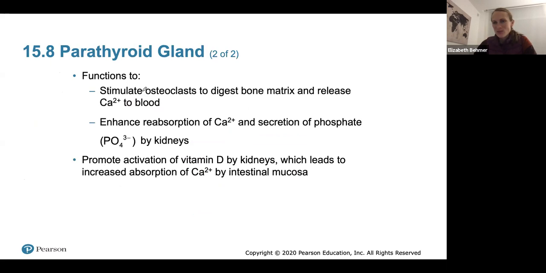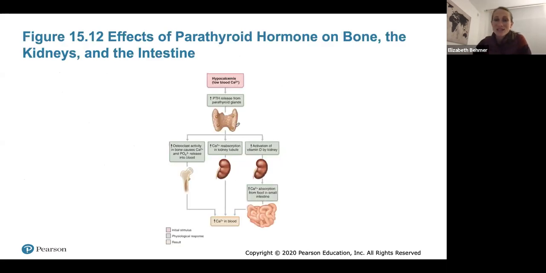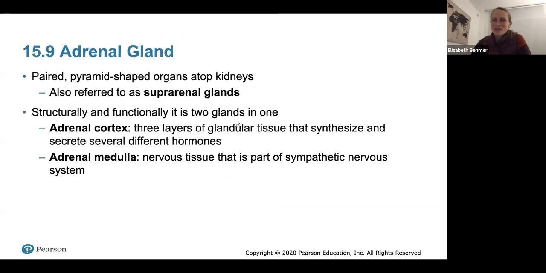This is how it works. You don't really need to know that. It just stimulates osteoclasts to digest bone matrix to put calcium into the blood, and then enhances the reabsorption of calcium by the kidneys. It also enhances activation of vitamin D by the kidneys, which also leads to increased absorption of calcium in your intestines. So that's parathyroid hormone, the most important hormone in maintaining your blood calcium levels.